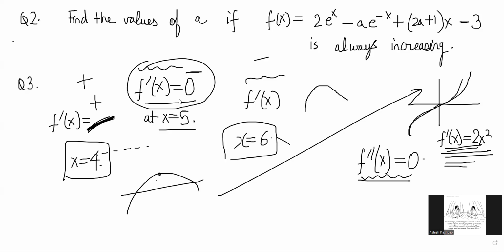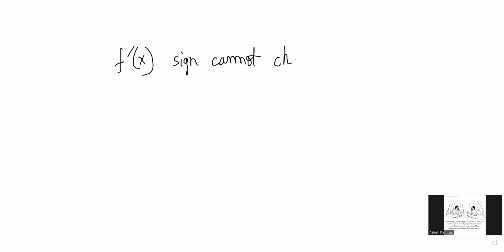Yes sir. So basically, the point is that a particular point doesn't matter. What matters is whether the derivative is changing sign before and after a particular point. Do you understand what I'm saying? Yes sir. f dash x's sign cannot change before and after any point.